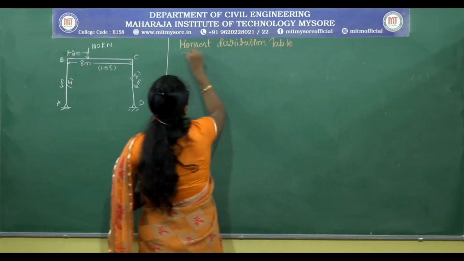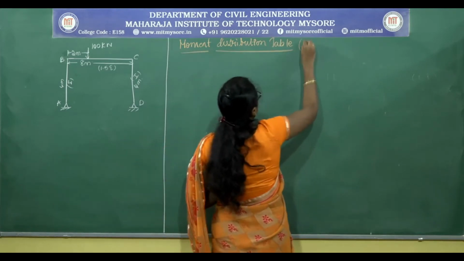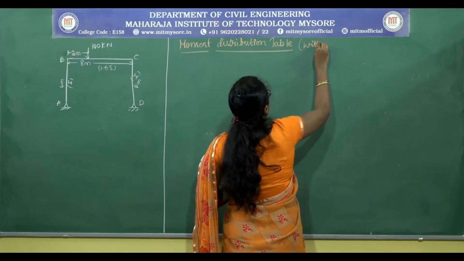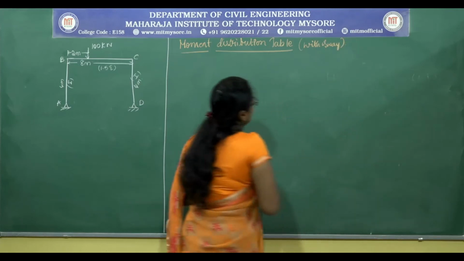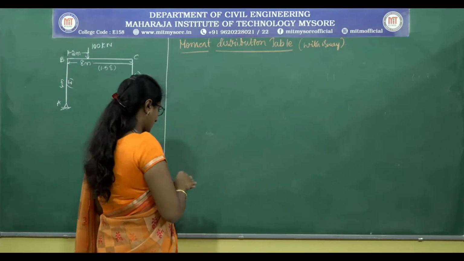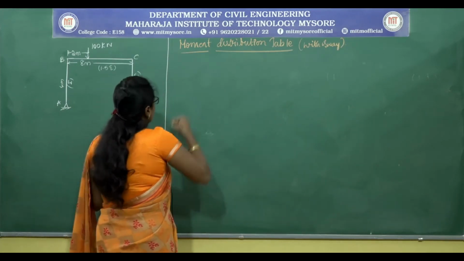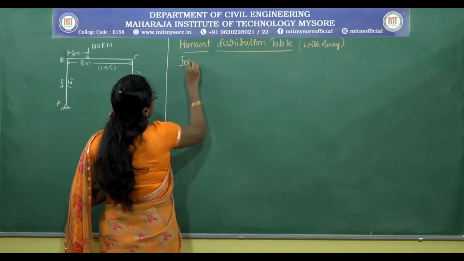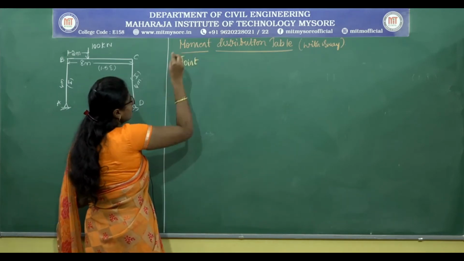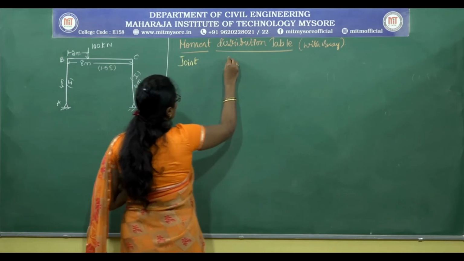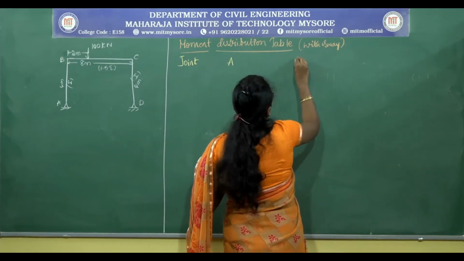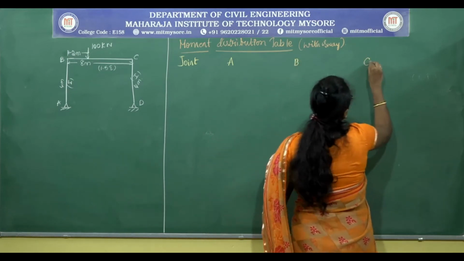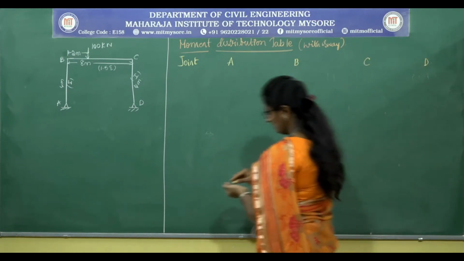Moment distribution table with sway. For this, the table remains the same. Joint: how many joints are here? Joint A, B, C and D.